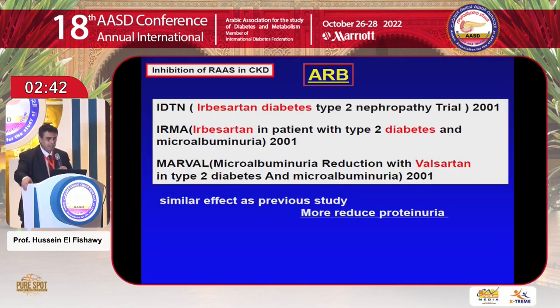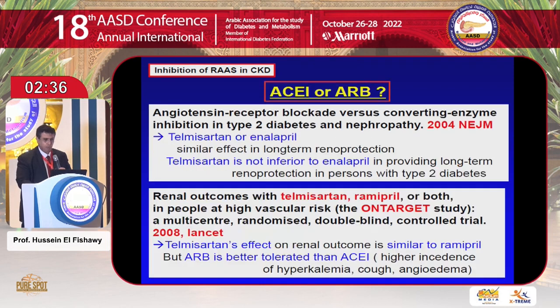After these studies came the MARVAL study, which is a very important study, which proved on valsartan that it is very important to prevent microalbuminuria. After that, they tried, why not use both ACE inhibitors and ARBs, and this was addressed by several studies. The commonest is the ONTARGET study, which reassured that the effect of ARBs is not inferior to ACE inhibitors, but dual combination is deleterious because of hyperkalemia.